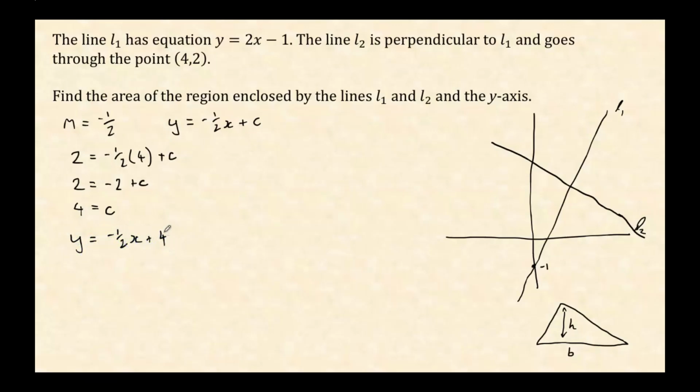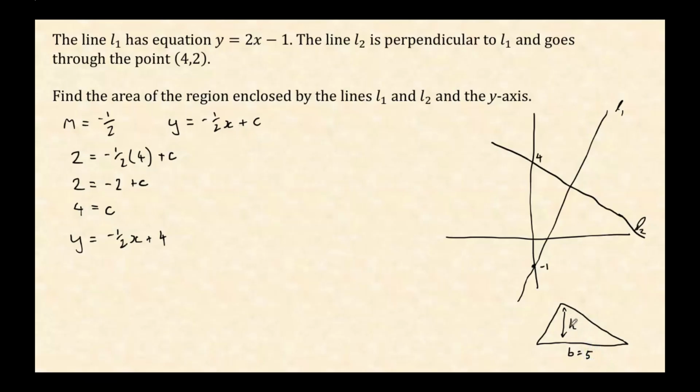Alright, so immediately I know that the y-intercept of that line is 4. So I now know that this is 4. But that tells me that this whole length must be 5. That's the gap between negative 1 and 4. So I've got my base.